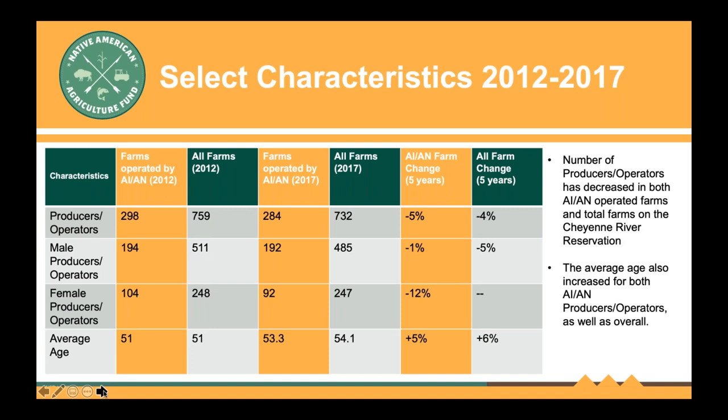The other demographics you can find are gender, which has decreased for both all farms as well as the farms operated by American Indian and Alaska Natives. And then the average age, which has gone up, which follows suit with the national average.